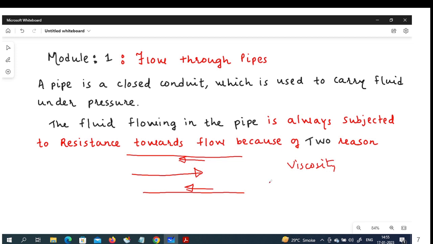the viscosity of the fluid. For example, if these are the layers of the fluid flow, this layer will be resisted by this layer, and this layer will be resisted by this layer. So each layer will try to resist the other layer. In this way, we have the viscosity of the fluid. The more viscous the fluid is, the more resistance there will be. So when the fluid is flowing in a pipe, there is a resistance, and the resistance is offered by two things. One is the boundary wall of the pipe, which will offer friction, and the viscosity of the fluid itself.